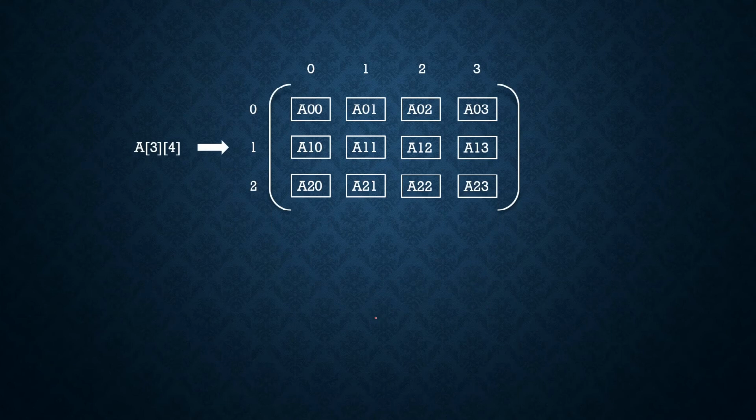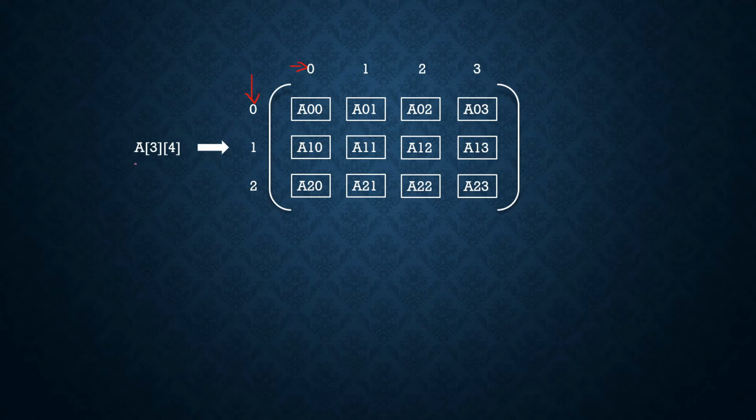Now going forward to finding the address in 2D arrays. First of all, let's learn how a 2D array works. This is one type of matrix, also called a 2D array. This is an index number and this is also an index number. This represents rows and this represents columns.